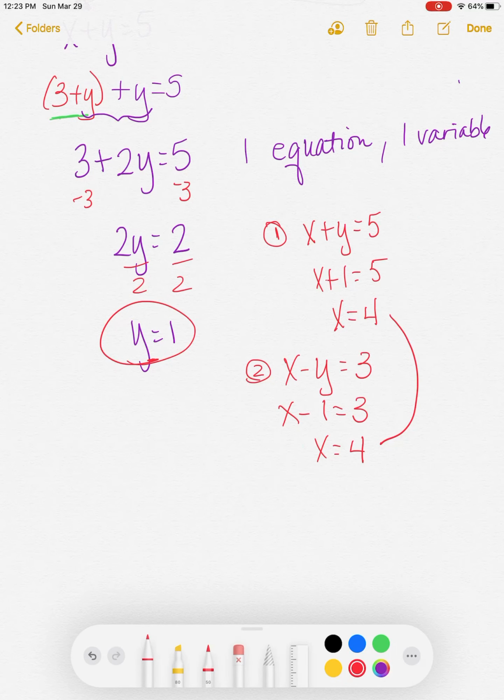So my solution in this case is, oh sorry, I was going to plug in a number there. I was going to put it in coordinate form. X is 4 and y is 1. So this is my solution for this system of equations.